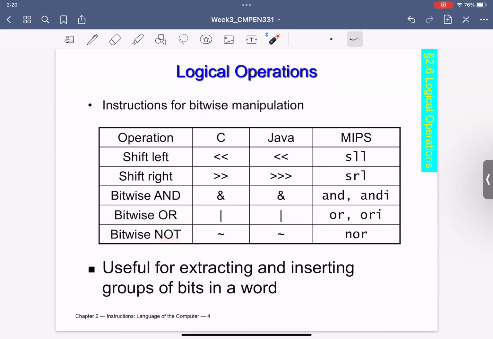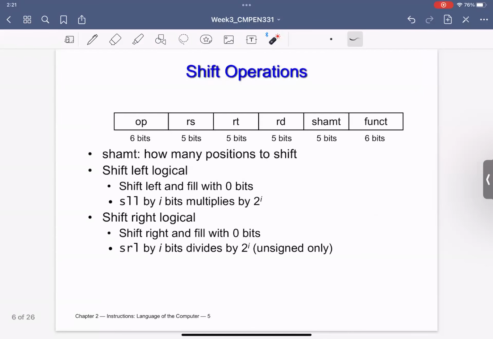Not, then in MIPS will be NOR. This is just the syntax of the language. I am expecting, of course, that you will be familiar with and remember the syntax of the MIPS operations. Most probably, we'll just go with the things that we cover either in class or in the labs. But anyway, try to be familiar with the MIPS syntax.